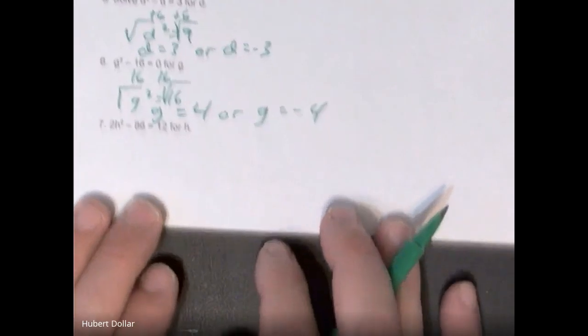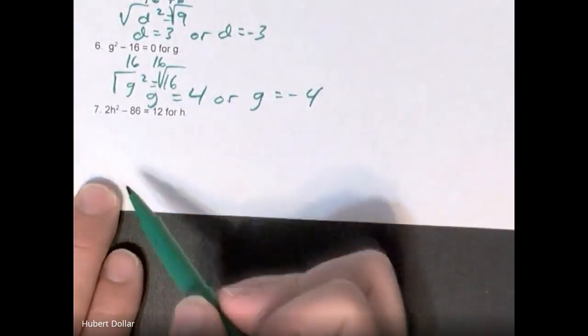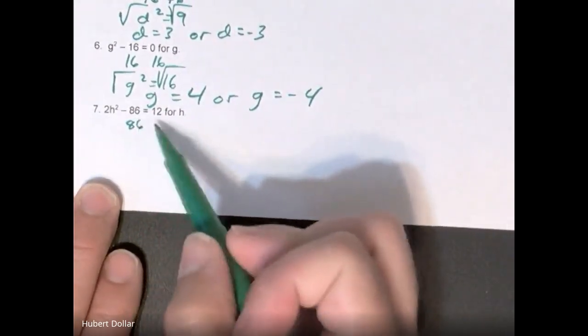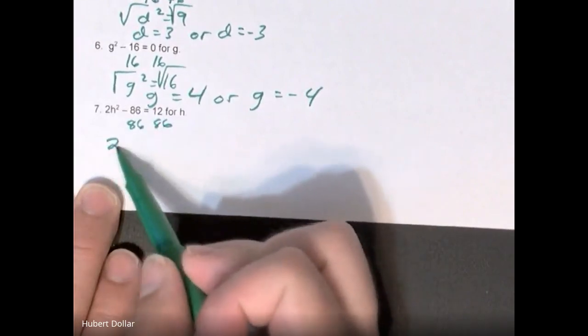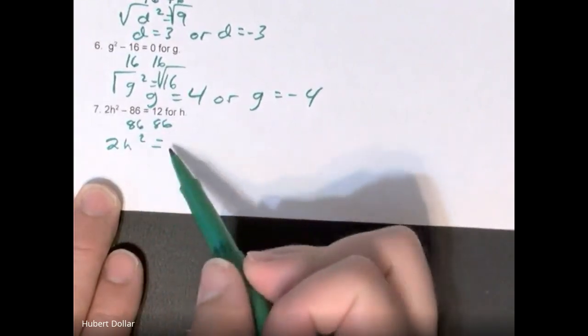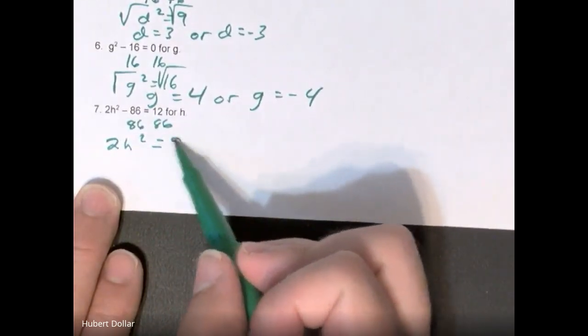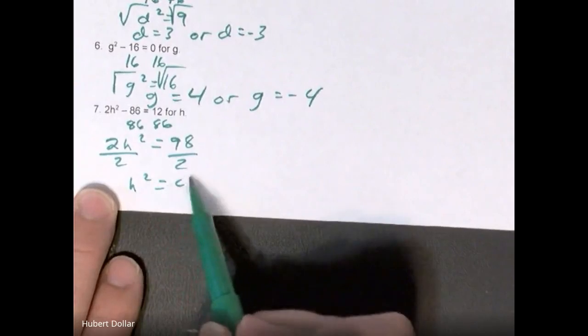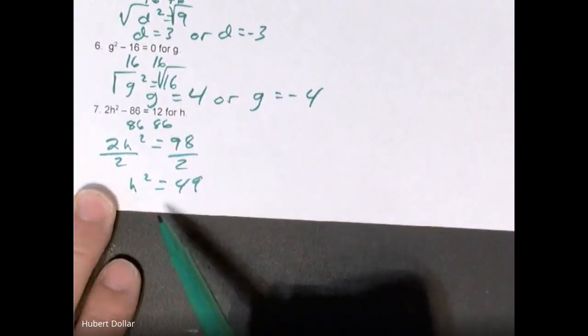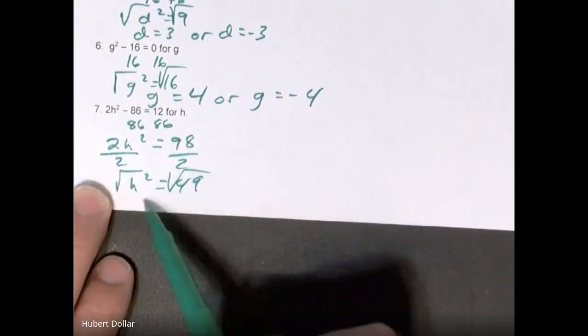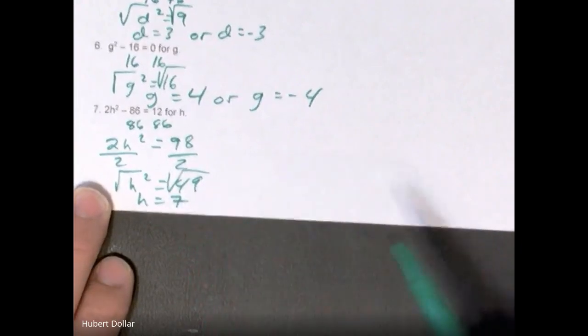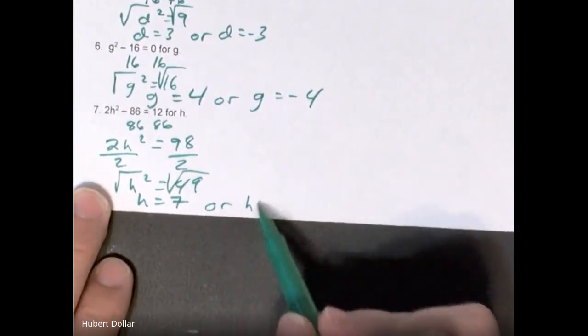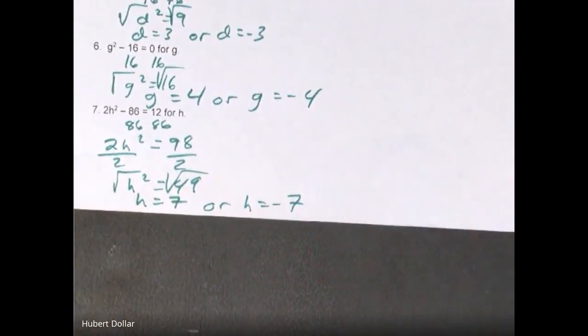And then finally, the last example, the opposite of subtracting 86 is to add 86. So 2h squared is equal to 98. The opposite of multiplying by 2 is to divide by 2. So h squared is equal to 49. The opposite of a square is a square root. So h equals 7, or h equals negative 7.